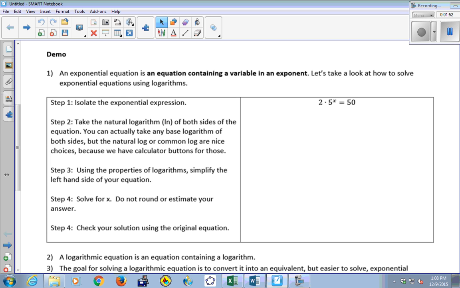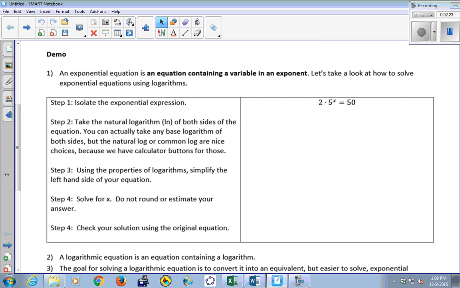An exponential equation is an equation, meaning there's an equal sign in there somewhere, right? Where the variable or the unknown is in the exponent. So let's take a look at how to solve an exponential equation using logarithms. So my first equation is going to be 2 times 5 to the x equals 50. Step 1 is to isolate the exponential expression, right? I want to isolate the 5 to the x. So what should I do first if that's my goal?